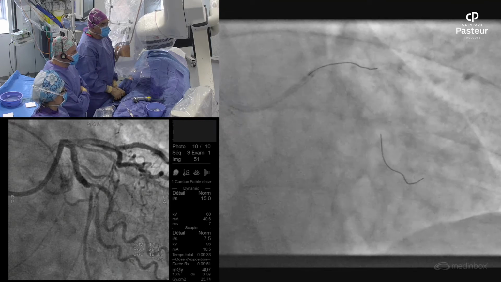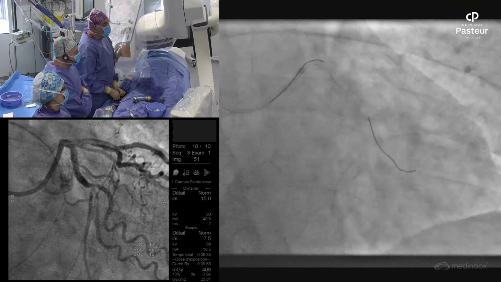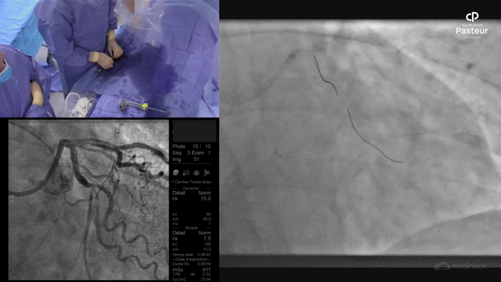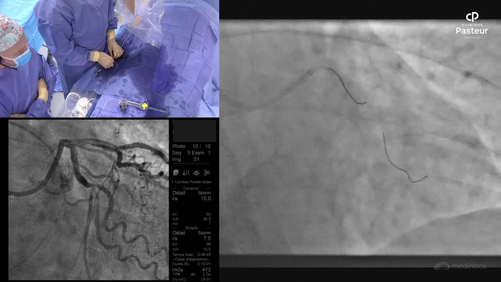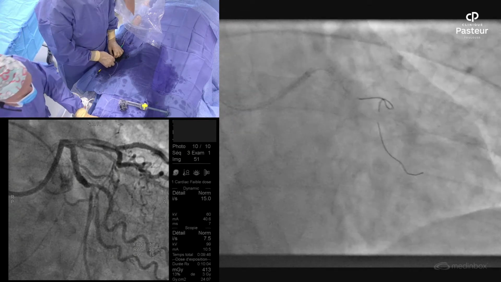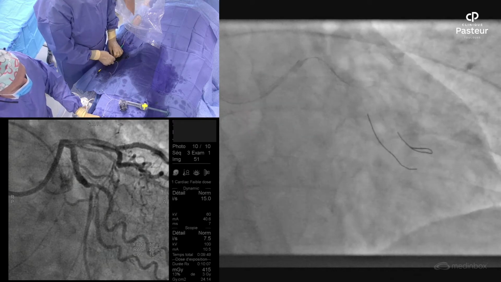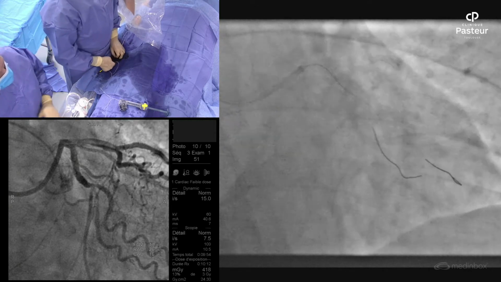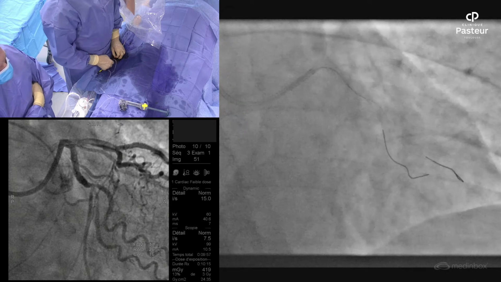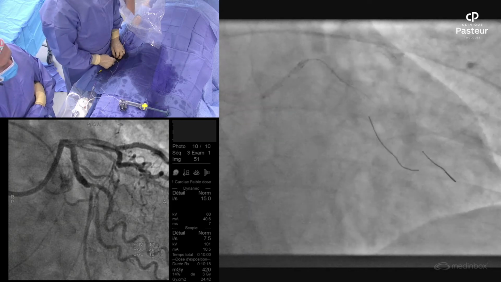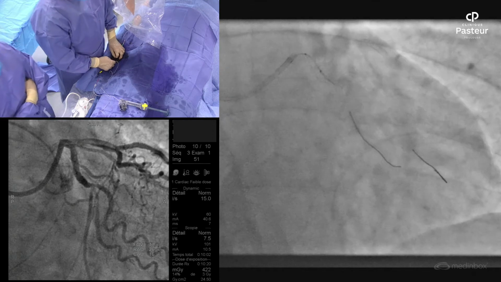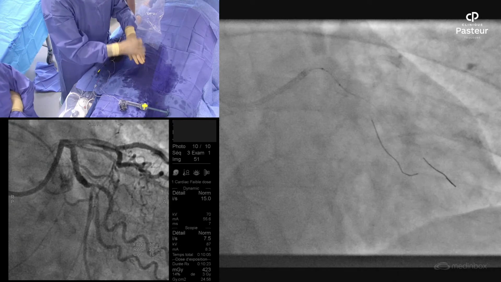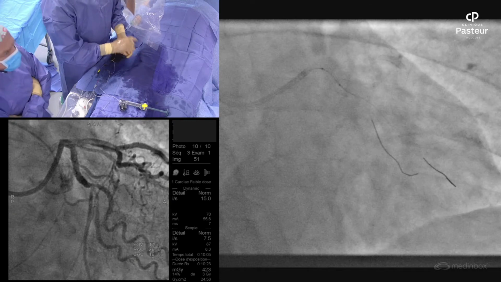Oh, here we are in the LAD. So no problem here. I pull back. Here it looks good. This is the first one, this is the second one. We can leave it here. That's a good position. And now we will see if the balloon can cross the ostium of the circumflex. You see the difference? That's a good demonstration. Really, the message is, when you have this kind of difficulty, never force. Never force.